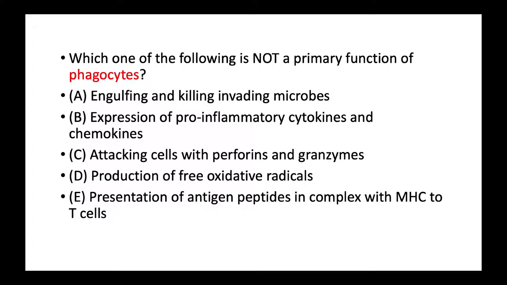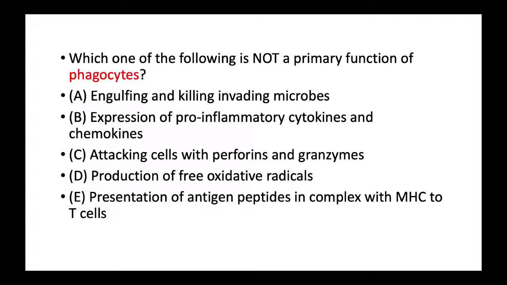Any ideas? All the answers are true except one, so you can easily guess. Yeah, please speak up, tell me what you think. E? Okay. I have just said that phagocytes, like macrophages, are antigen presenting cells, and so are dendritic cells and B cells. So they can present antigen peptides on MHC. So this is true for phagocytes, like macrophages.